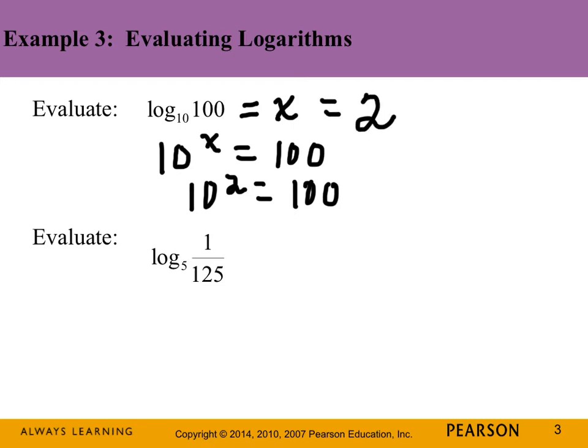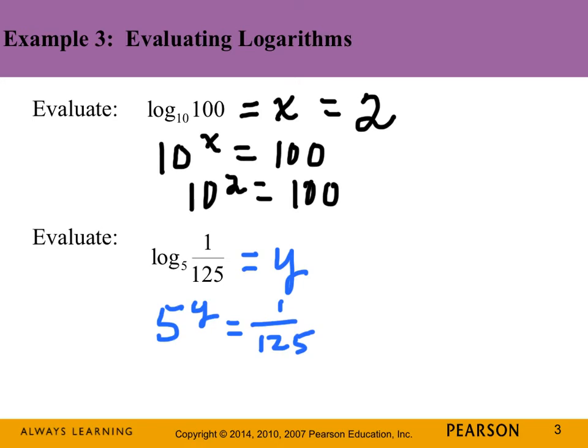X is 2. Okay, on the next expression, we're asked to evaluate log base 5 of 1 over 125. So let's say that equals y. To rewrite this in exponential form, we would say 5 raised to the y power equals 1 over 125. Now you hopefully recall that 5 to the 3rd power is 125. But this has to equal 1 over 125.